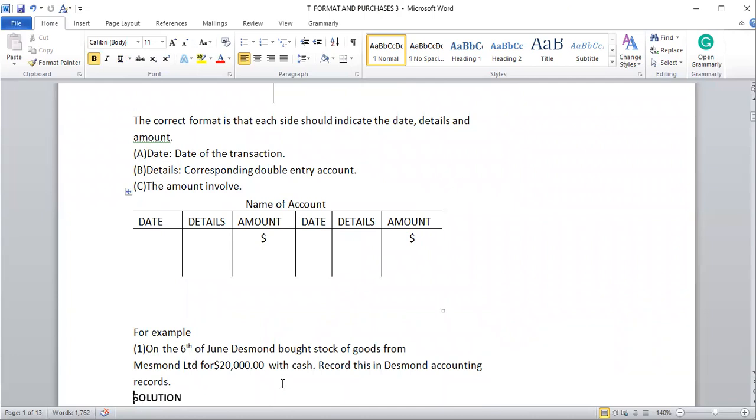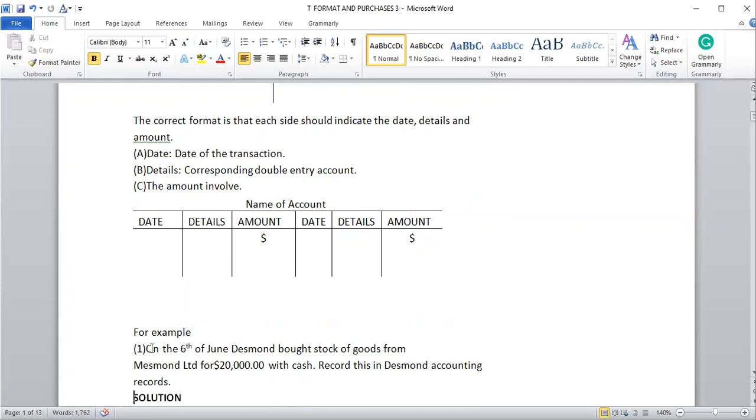Accounting is a principle, and you have to practice a lot of questions. As you keep on practicing the questions, you understand the principle and you become familiar with it. So in this particular lesson, we're going to practice a lot of questions.